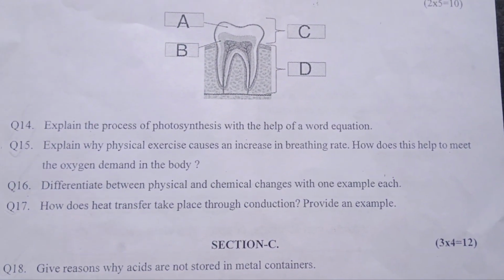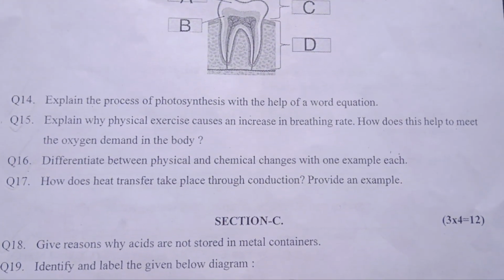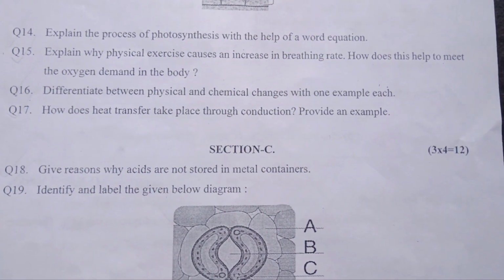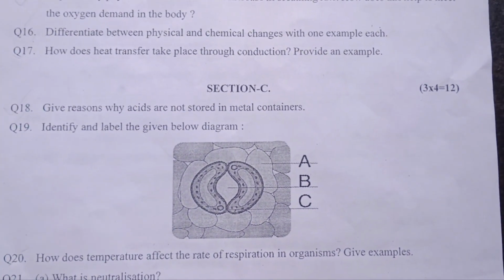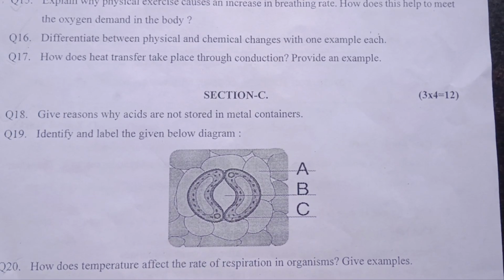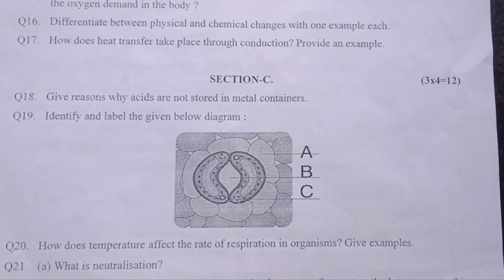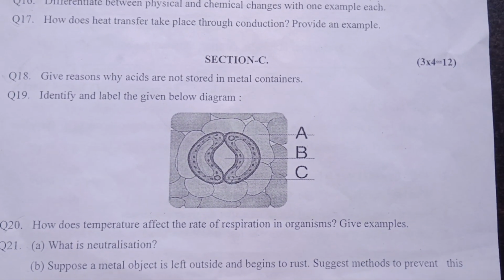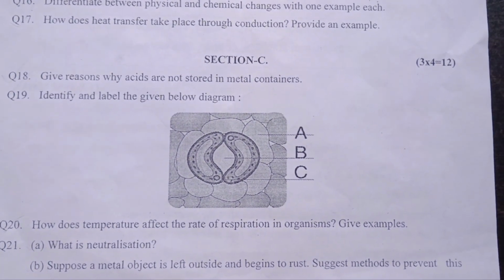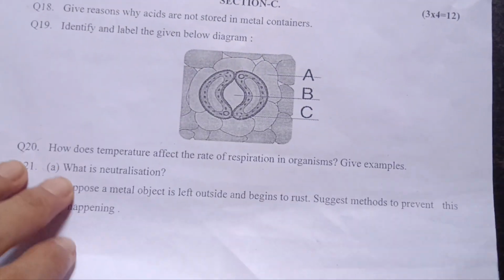Now section C. Give reasons why acids are not stored in metal containers. Identify and label the given diagram. So a diagram of stomata is there and you have to label it. Next, how does temperature affect the rate of respiration in organisms? Give examples. What is neutralization? First part of this question. Second part, suppose a metal object is left outside and begins to rust. Suggest methods to prevent this from happening. So this was question number 21.